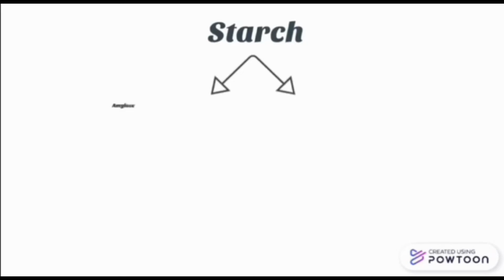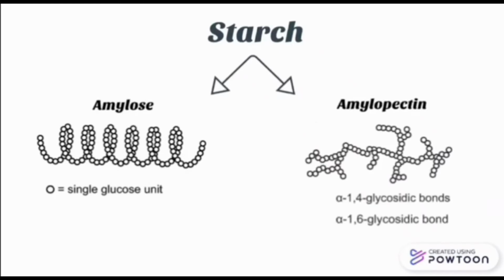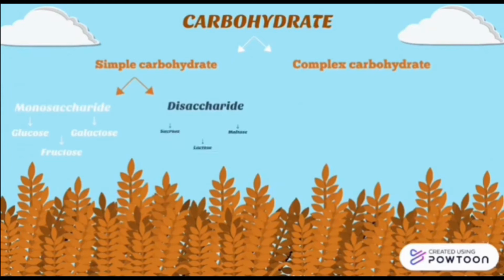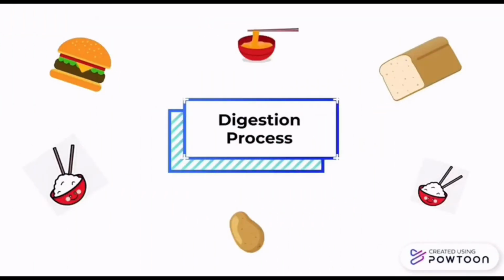Starch. The simplest form of starch is the linear polymer amylose, which is made of single glucose units, while amylopectin is the branched form that links by alpha-1,4 glycosidic bonds and alpha-1,6 glycosidic bonds. So here is the summary of classification of carbohydrates. Now, let's move to digestion of carbohydrate in our body.